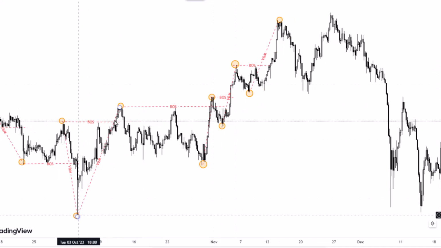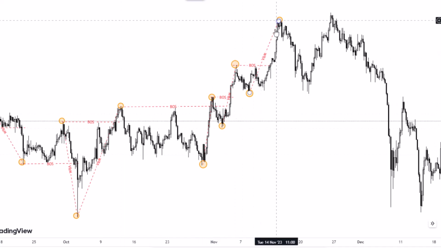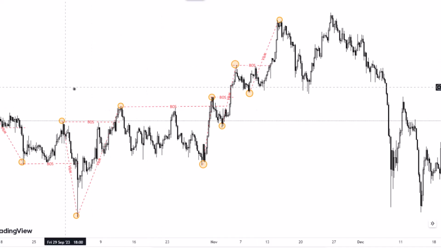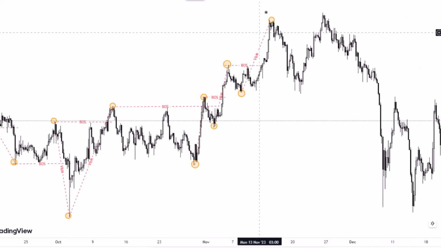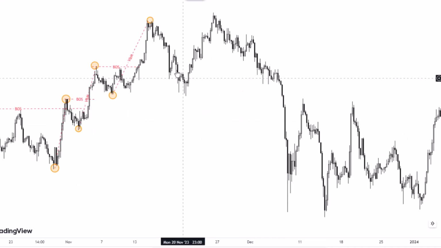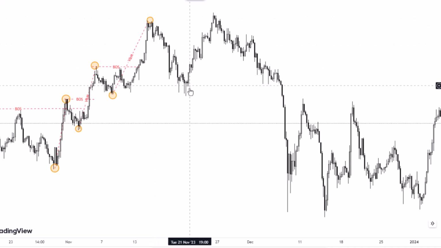So take a look. As price shifts from downtrend to an uptrend, take a look at the volume and the momentum. You see, from here to here, from here to here, you can see that there is an increase in volume and momentum as price shifts from a downtrend into an uptrend. This is important because it can help you know exactly which structure of the market you are trading.